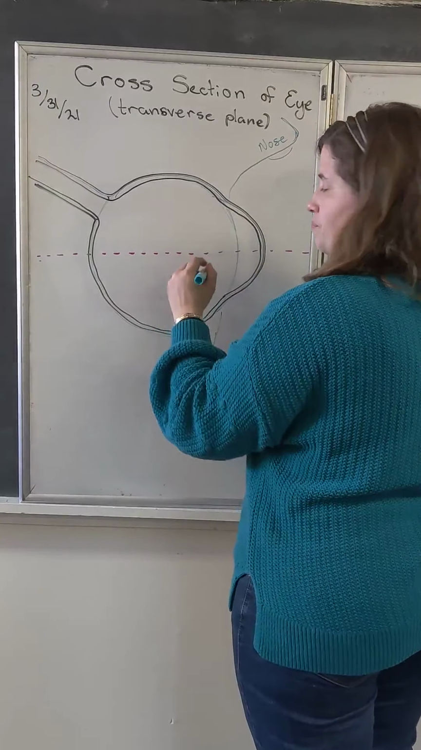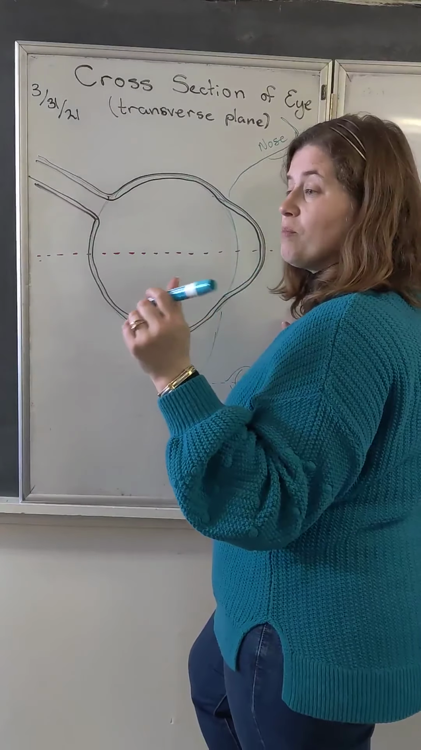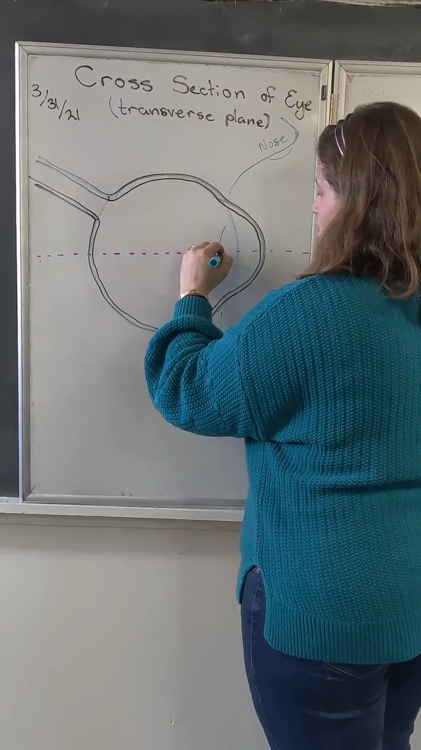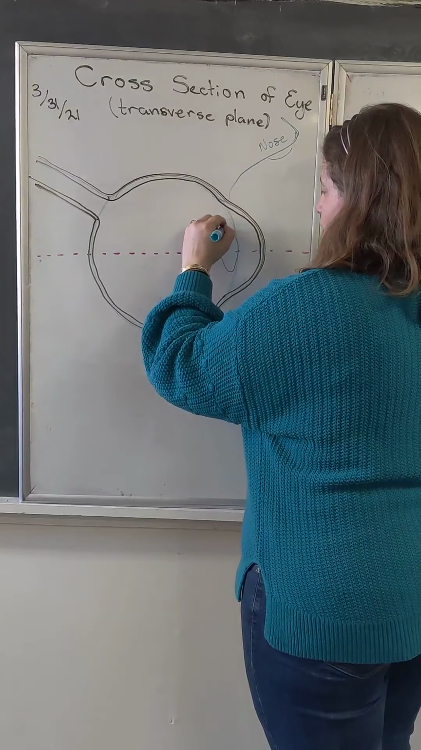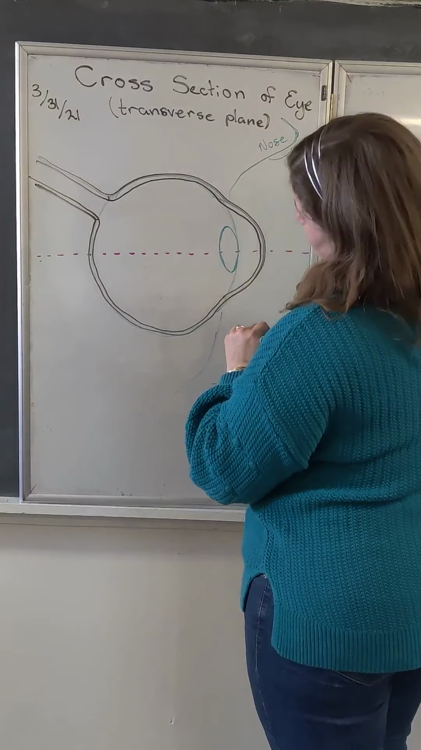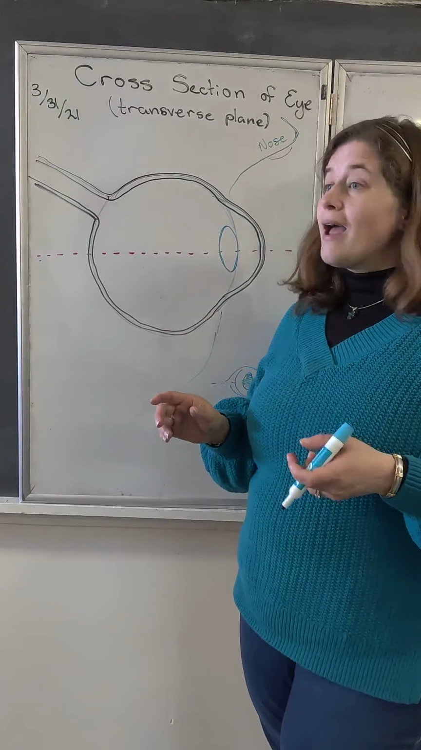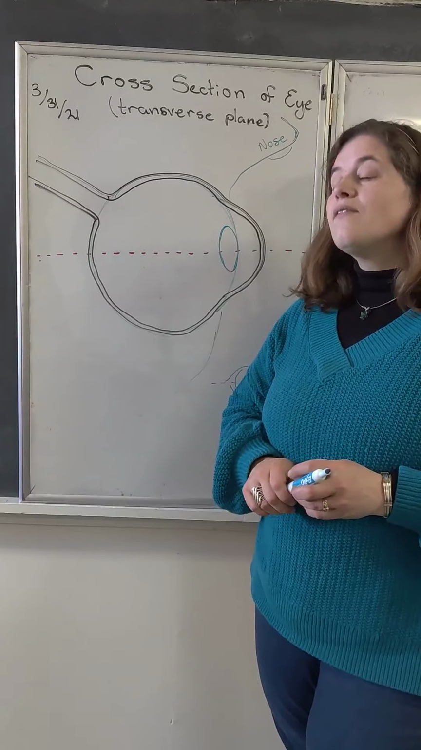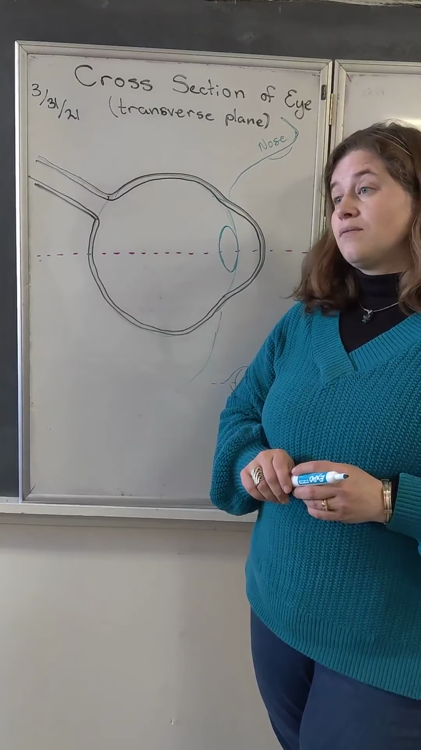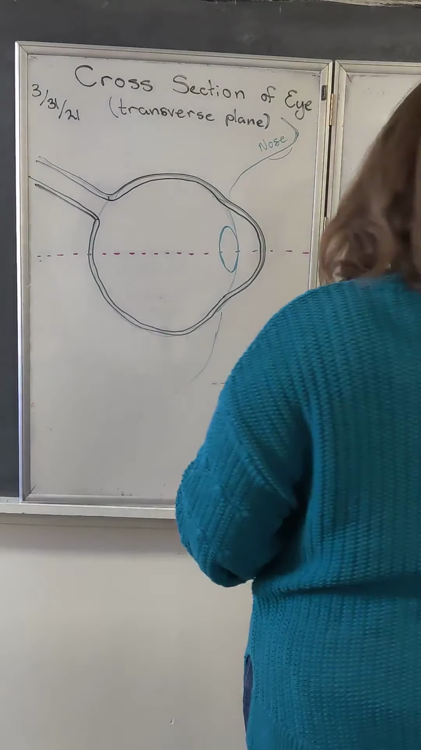Floating in the middle here, and I know I'm using my sky blue marker, but I'm just going to actually do it. We're going to insert the lens. The lens kind of looks like that. Okay? This is the clear part of your eye. Think of it as very much shaped like a magnifying lens. Kind of looks like a pig's nose now.